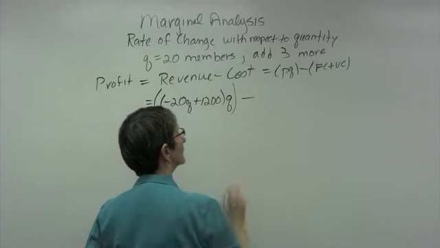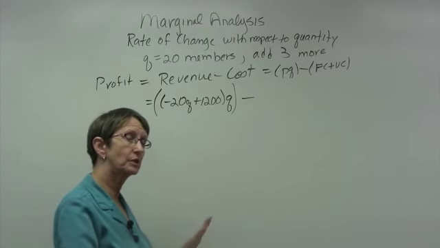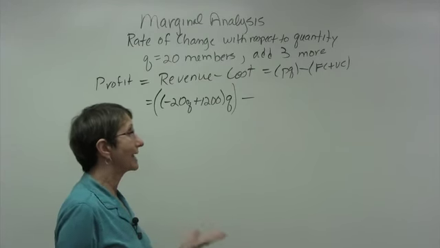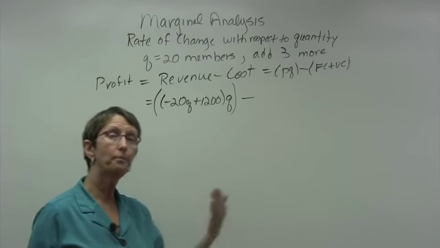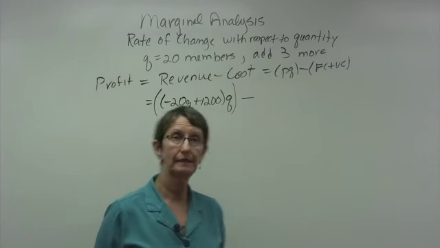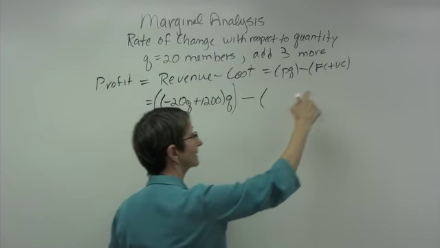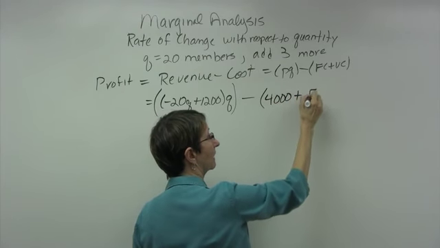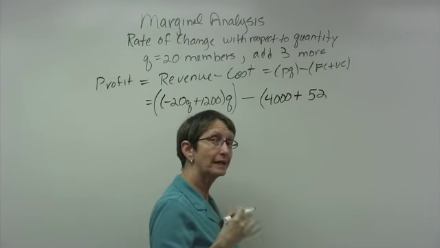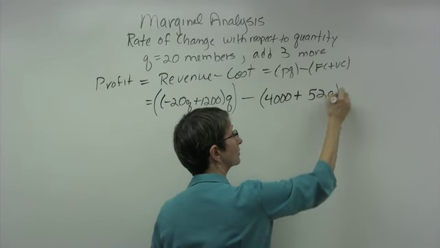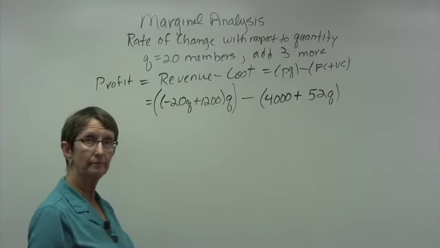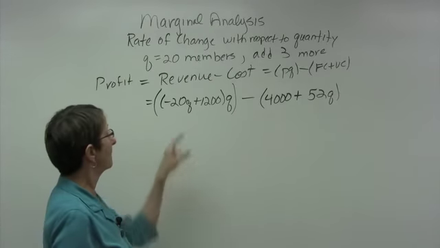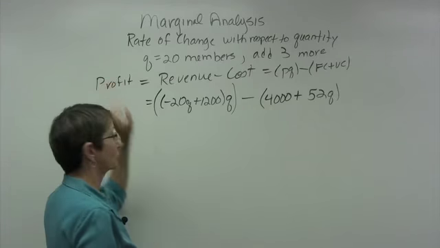I subtract cost, and we were told in the question that cost is $4,000 and $52 per member beyond that. That exactly is $4,000 for fixed cost plus $52 per member, that's the variable cost, so that has to be multiplied by a variable, which is the quantity, the number of members. So this will give us our revenue minus cost, which is profit.